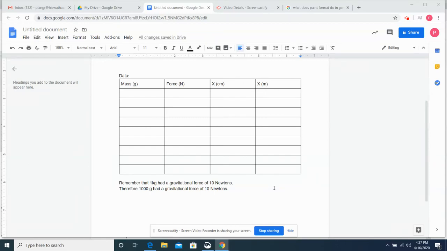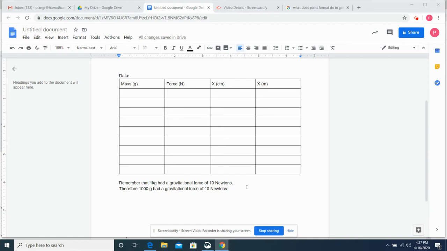Hello, you're watching this video because you want to know how to convert a mass in grams into a force in newtons. Remember that earlier in the year we found that 1 kilogram of mass has a gravitational force of 10 newtons. So if I'm just hanging a kilogram from something, the force on that object would be 10 newtons. And because there's 1,000 grams in a kilogram, 1,000 grams has a gravitational force of 10 newtons.